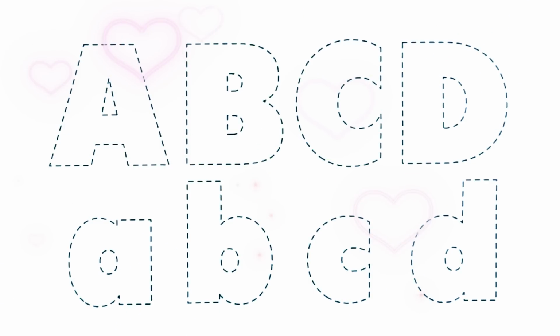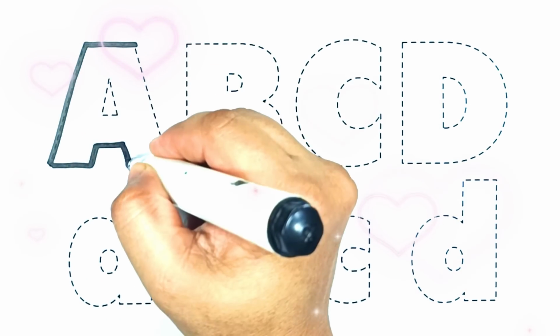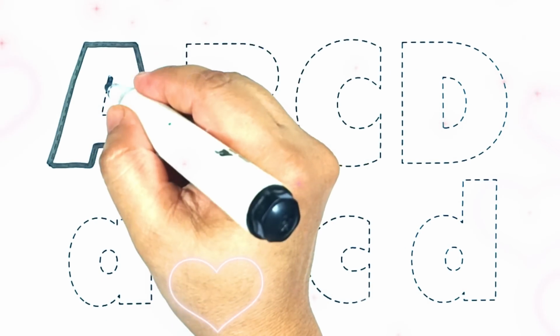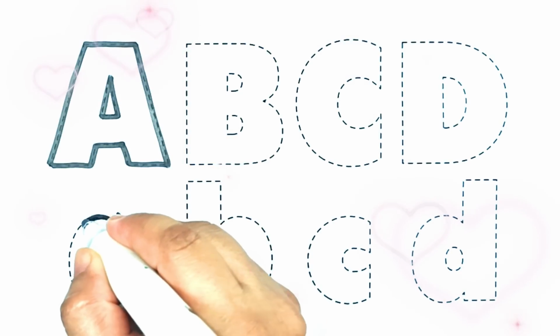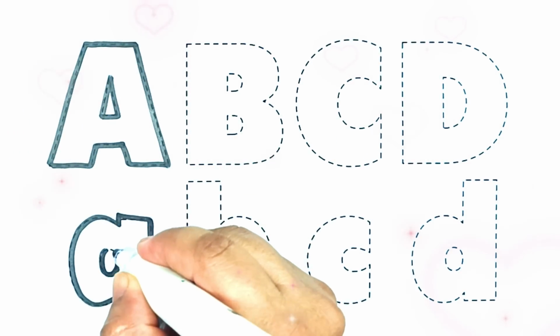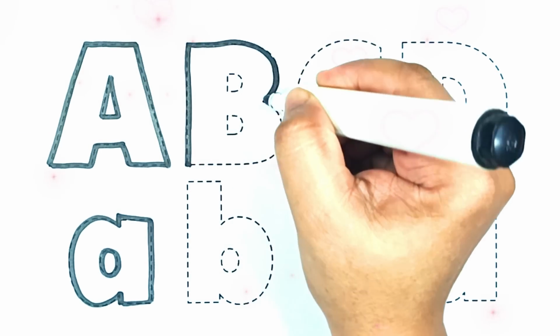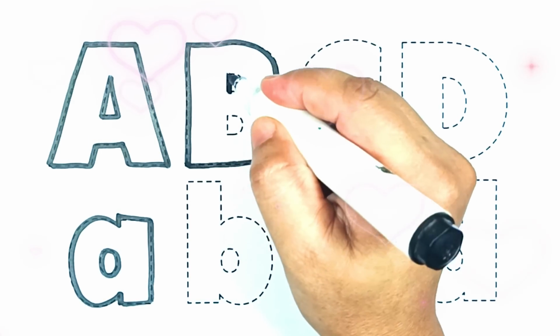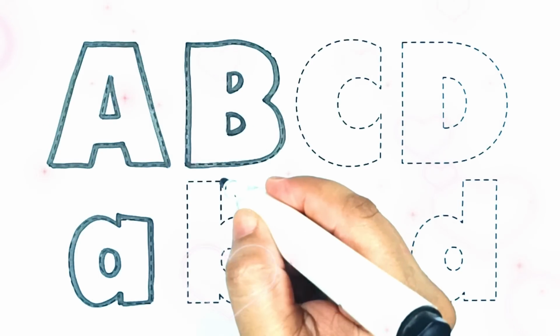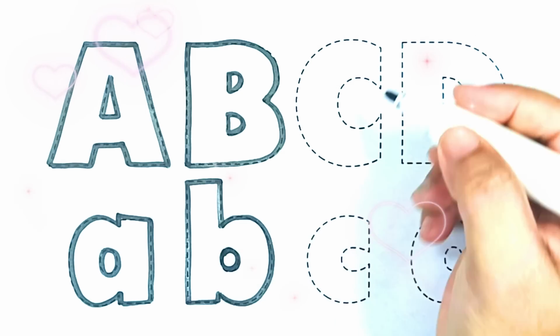Today, we learn the alphabet letters. Let's trace and paint them together. Uppercase A. Lowercase a. Uppercase B. Lowercase b.